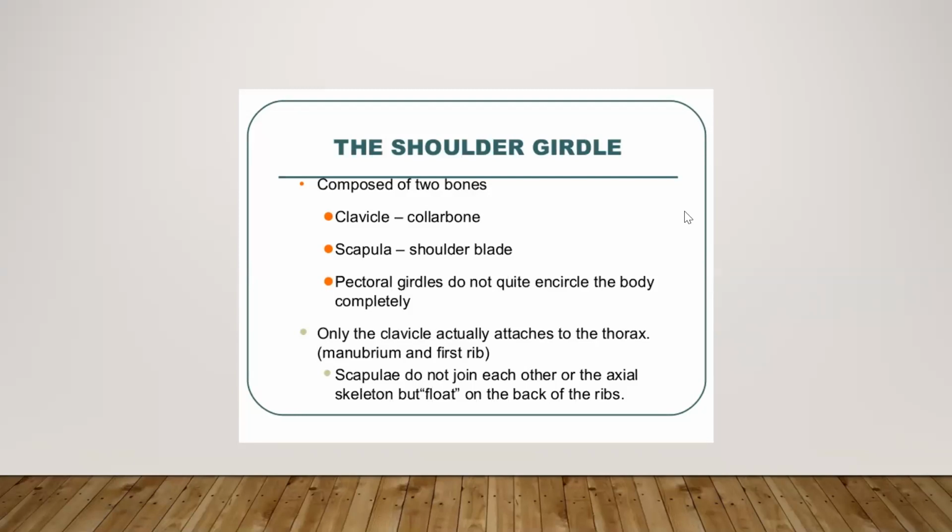Okay. We were at the shoulder girdle. The shoulder girdle is composed of two bones: the clavicle, the collarbone, and the scapula, the shoulder blade. The pectoral girdles do not quite encircle the body completely. Only the clavicle actually attaches to the thorax at the manubrium and the first rib. The scapulae do not join each other or the axial skeleton but float on the back of the ribs.